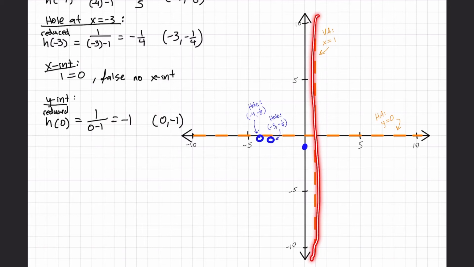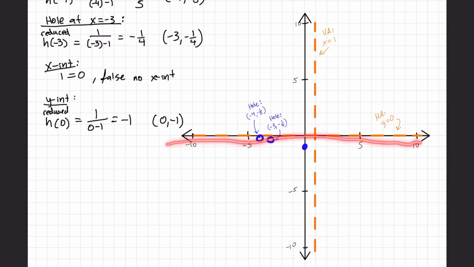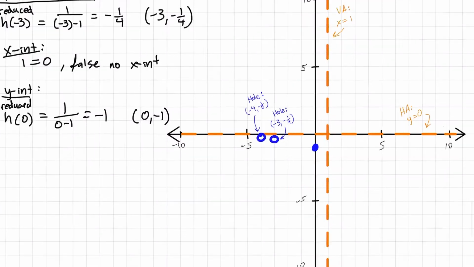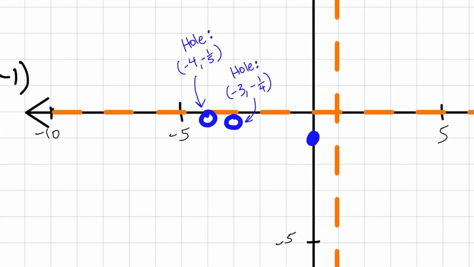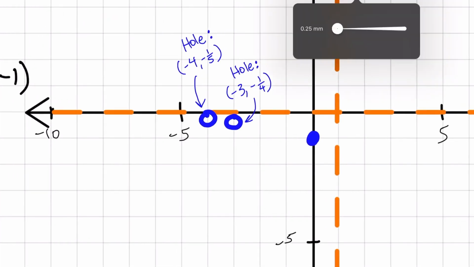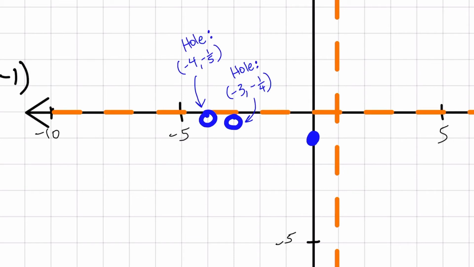I'm sorry. Let me try all that again. We have our horizontal asymptote at y equals 0. Our vertical asymptote at x equals 1. I had my x's and y's confused for a second there. Then we have these 3 points. My y-intercept, which I did not label, shame on me. So we have our y-intercept at 0, -1. And then we have our hole at, we have 2 holes.